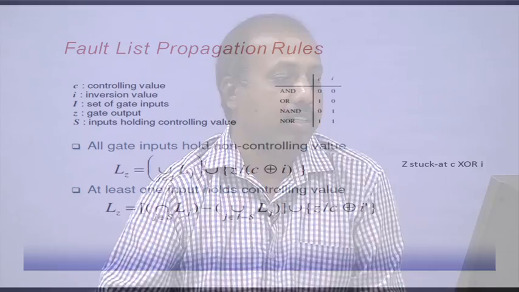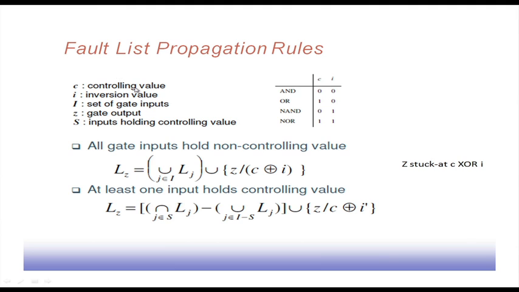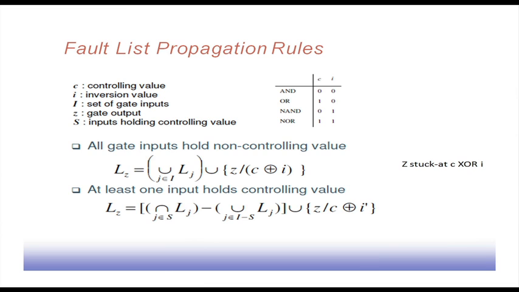For example, for an AND gate, we know that the controlling value C is 0 and the inversion value I is also 0. As we have seen earlier, this is a truth table representation of these logic functions in a more compact version.